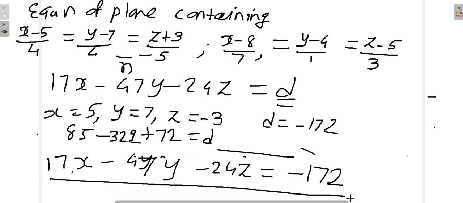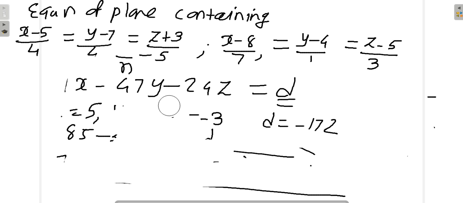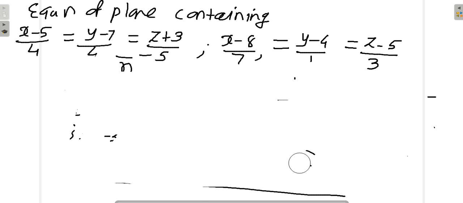There is another way of solving this sum. See which one you find easy. I will tell you the second method also. You can decide which method you want to use.